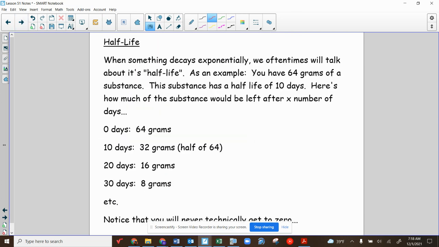Okay. Half-life. So when something deteriorates by a half-life, that means that when it tells you how long the half-life is, the amount goes down by half in that amount of time. So if you have 64 grams of a substance and the half-life of it is 10 days, that means you'd start off with 64. 10 days later, you'd have half of that, which would be 32. 10 more days, you'd have half of that. 10 more days, you'd have half of that, so on. So essentially, you're dividing by 2 each time.